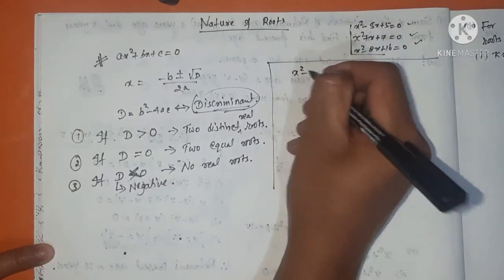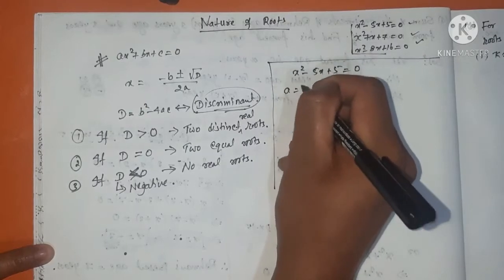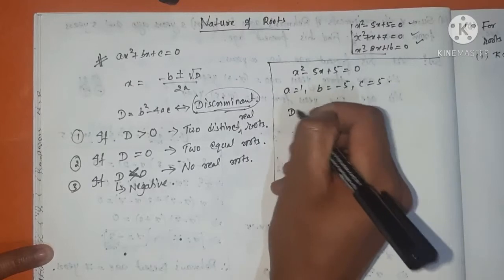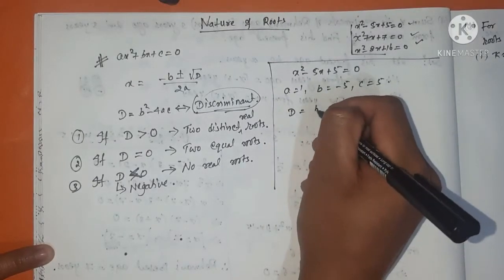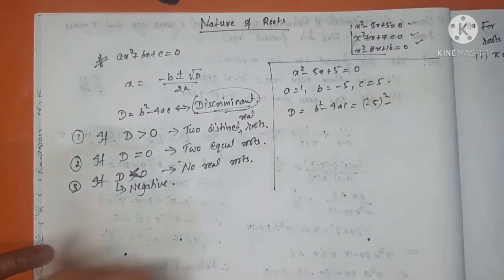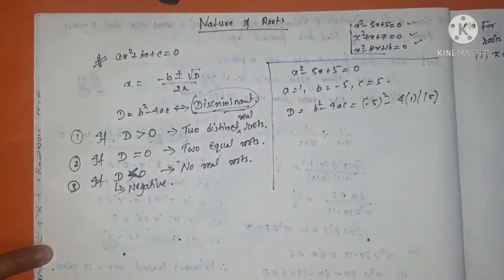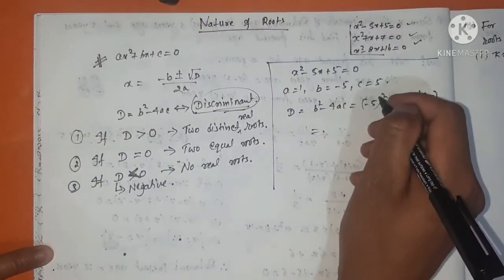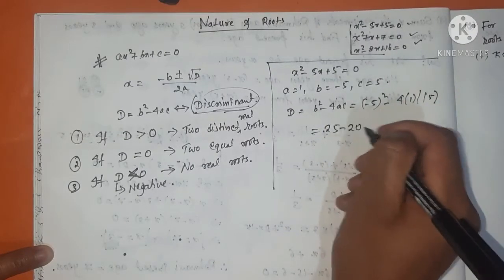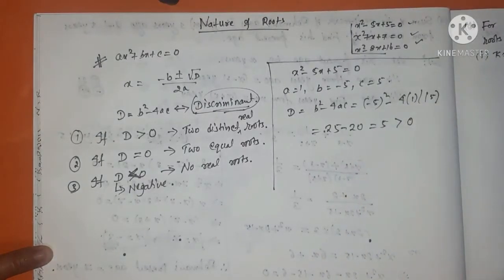For the first equation, x square minus 5x plus 5 equals 0, a is 1, b is minus 5, and c is 5, right? So what will be d? d will be b square minus 4ac. That means minus 5 square minus 4 into a is 1 and c is 5. Minus 5 square is 25. Minus 4 into 5 is 20. That is 5. So it is greater than 0. So it will have two distinct roots.